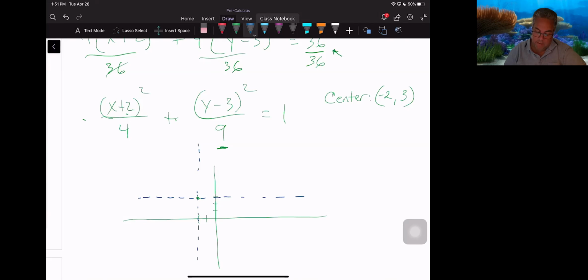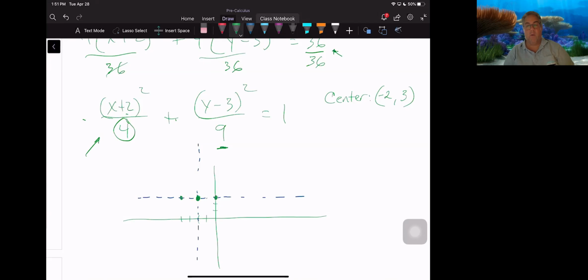Okay. Now along the x-axis right here, this is 4. So you're going to take the square root of that number, which is 2, and you're going to move away along the x-axis. Okay, so 1, 2. Right, 1, 2. I'm moving 2 in both directions. Remember, this is the center right here.